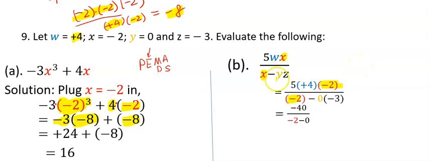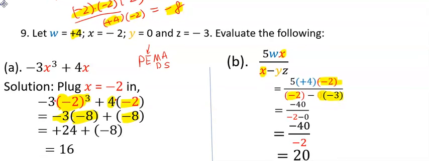So on top I got -40. The bottom, because there is a multiplication here, 0 times -3. We have to do multiplication before we do subtraction. And any number times 0 is 0. So I just got 0 here. And -2 minus 0, I just bring it down. So -2 minus 0 is still -2. And finally, I divide -40 by -2. Two negatives make a positive. And 40 divided by 2, that's 20.